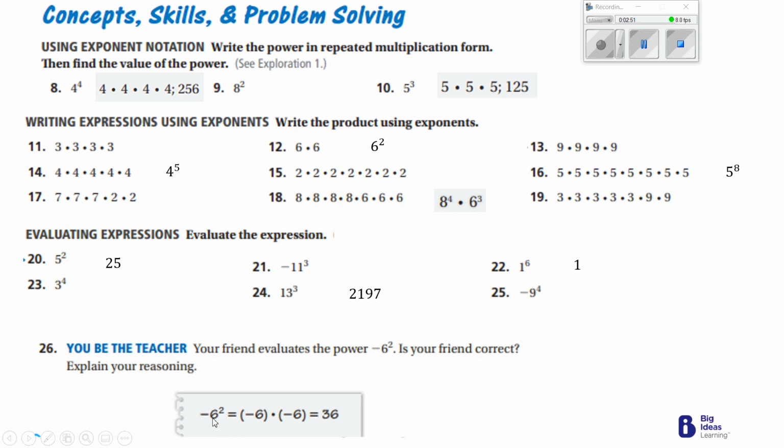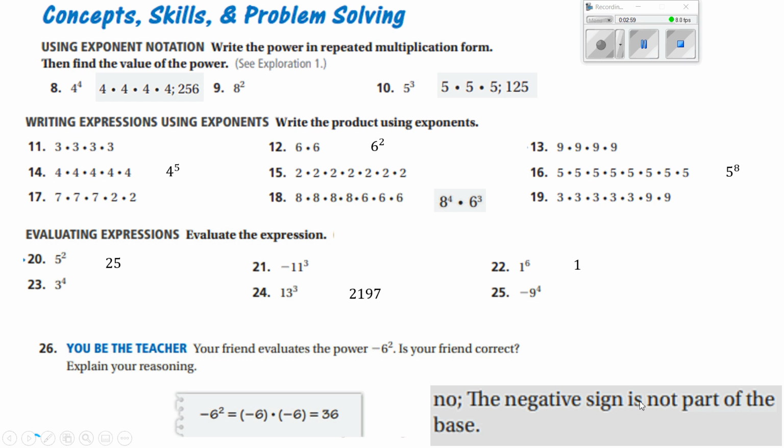It doesn't. So the only thing I'm going to multiply to itself is 6. The negative is separate from this. So the negative sign is not part of the base. That would mean this would be negative 36, because it would be 6 times 6 and the negative sign would stay in front.